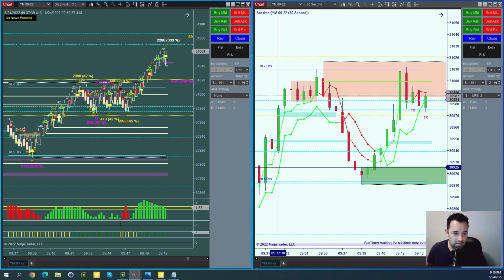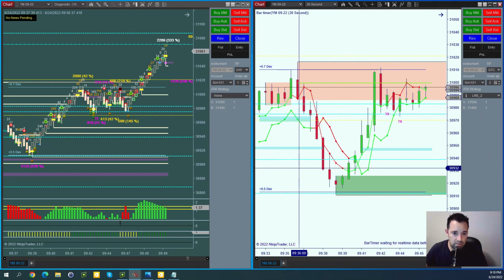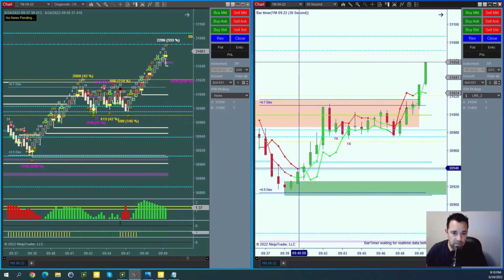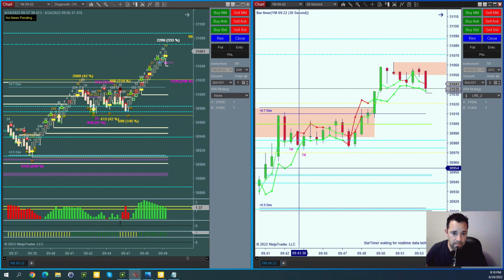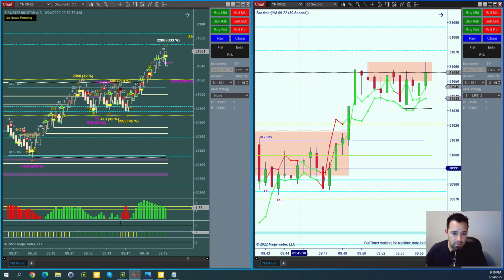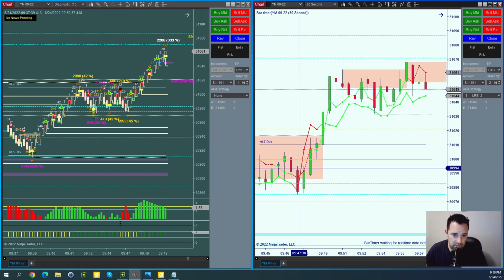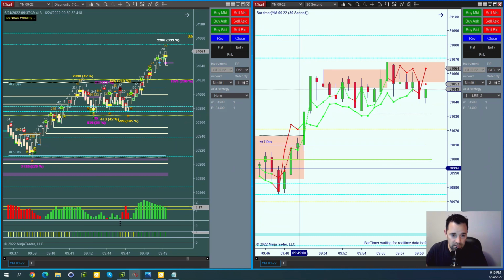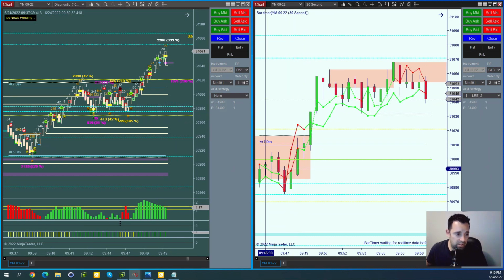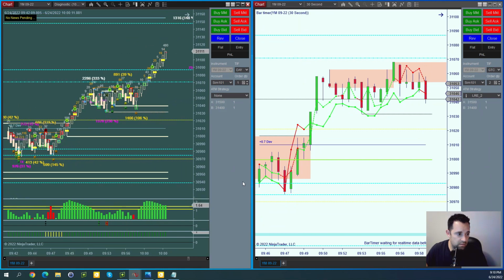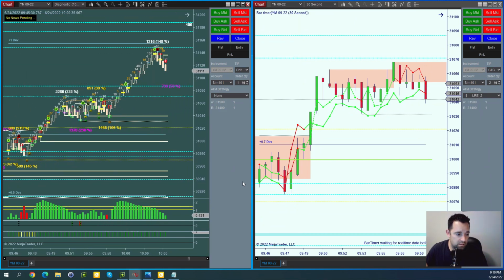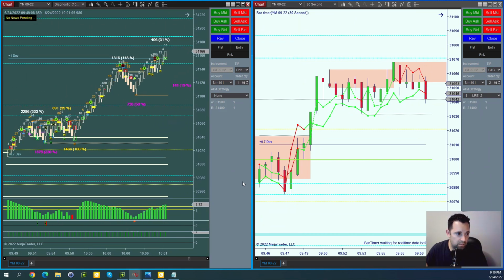Now that we're breaking out, let's see what we do on the simplicity chart here. Breaking out. Now we're going long. Okay. Still, it's just pretty choppy, you see? Look, that's pretty choppy. I'm not really looking to take anything there. See, it's pretty choppy.